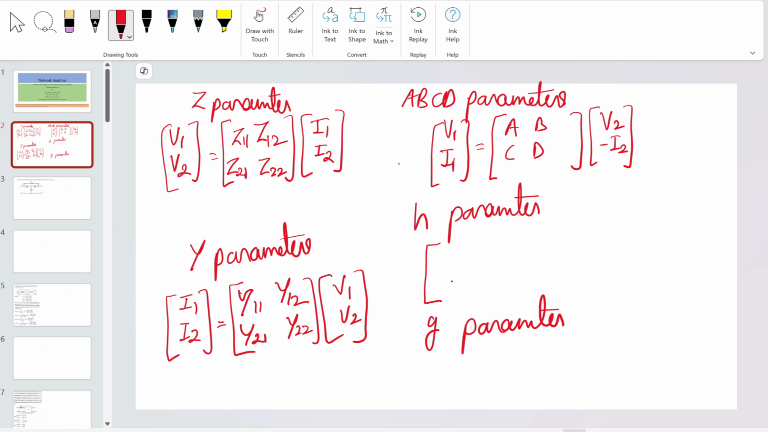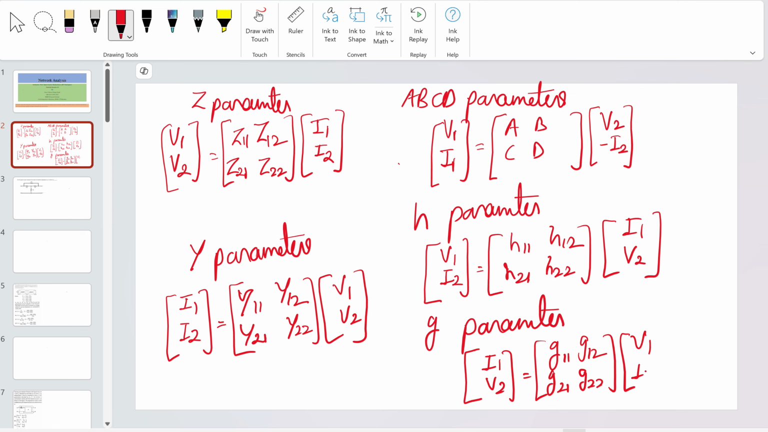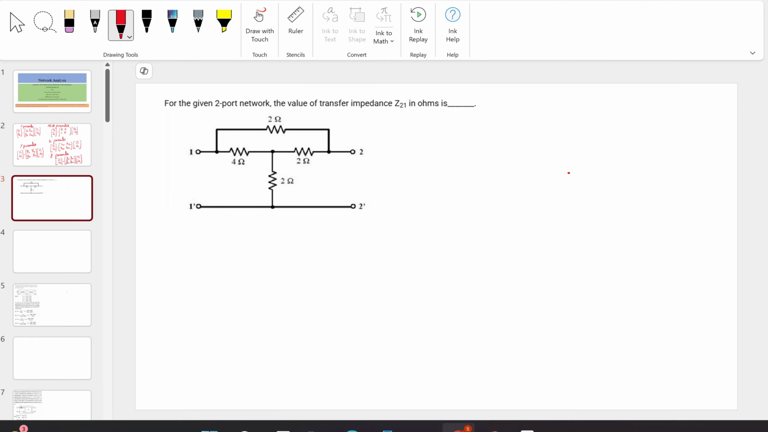For the H parameter, V1, I2 is equal to H11, H12, H21, H22 times I1, V2. And for the G parameter, I1, V2 is equal to G11, G12, G21, G22 times V1, I2. These are important for solving a few of the problems. Okay, solve the first problem in front of you.